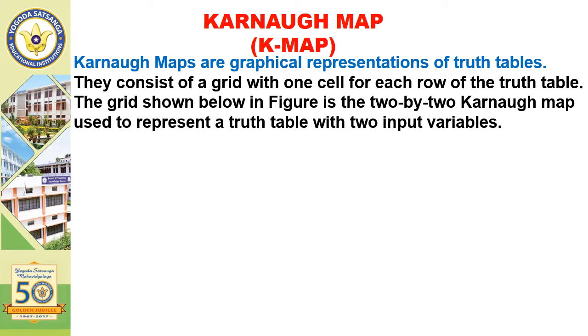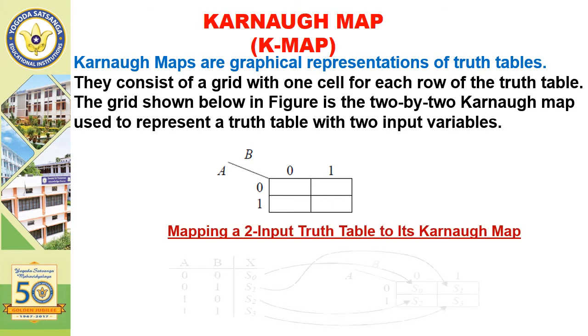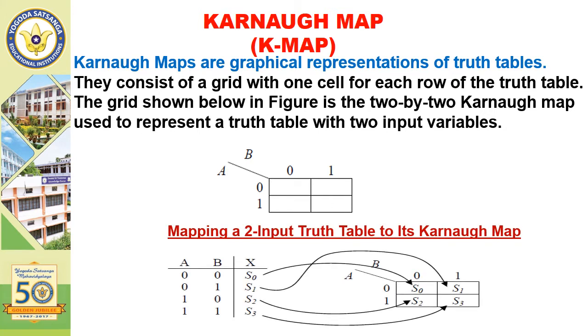It consists of a grid where each cell represents each row of the truth table. The 2 by 2 K-map of a truth table is represented as in the figure. A and B are the input variables, and 0 and 1 are the truth values of these input variables. If the output of the input variables is X, then we put it into the K-map as shown in the figure.